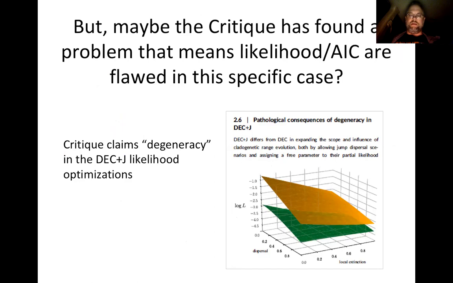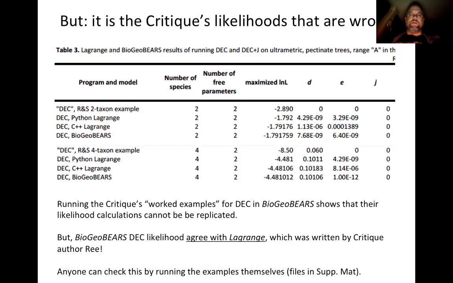But before we address that, I want to point out some things. They claim to have a worked example of why this occurs, but actually the log likelihoods are wrong in this critique's worked examples. I replicated their data sets and ran them in BioGeoBEARS and in LAGRANGE, which is a program that Rick Ree, one of the critique authors himself, wrote. BioGeoBEARS and LAGRANGE agree on what the log likelihoods are. The critique's worked examples don't.